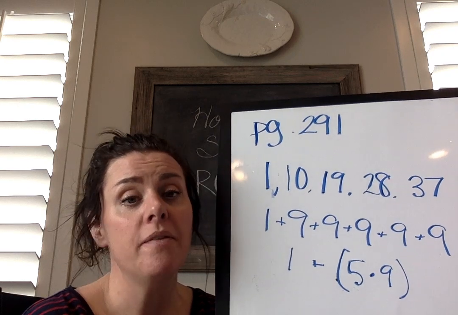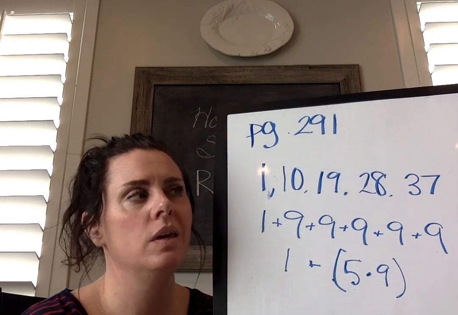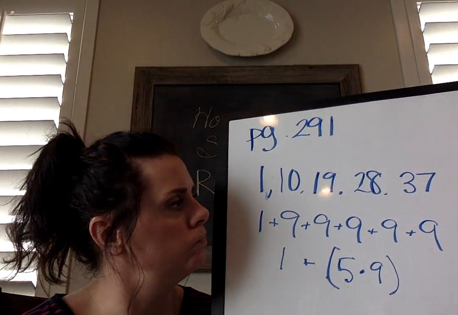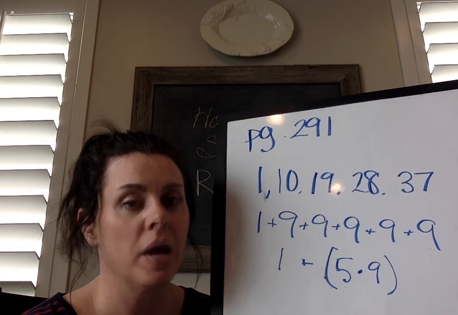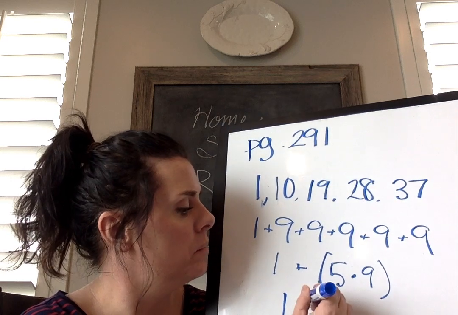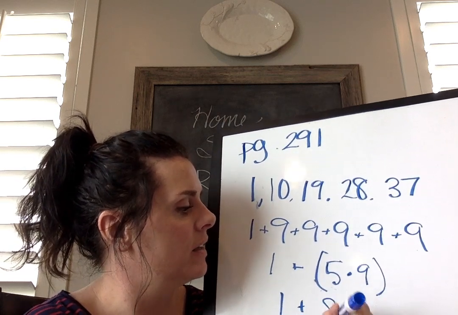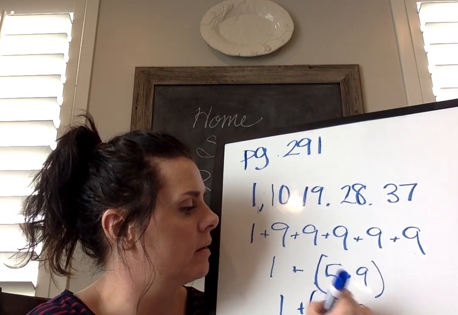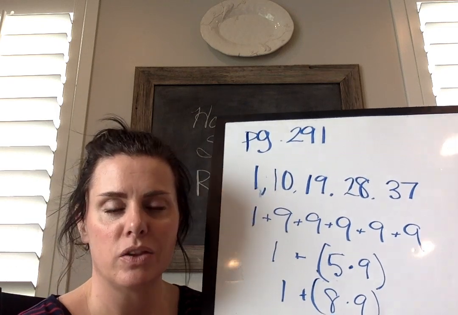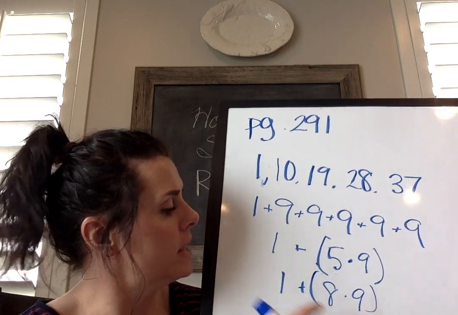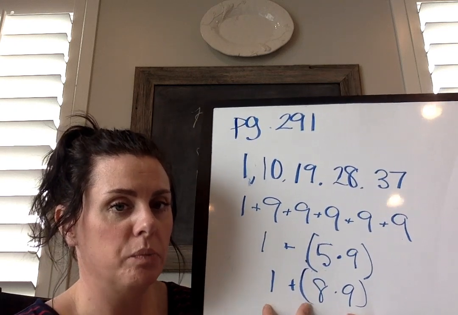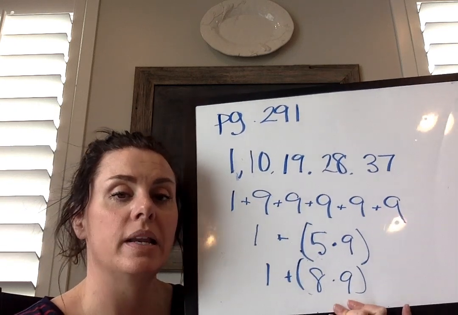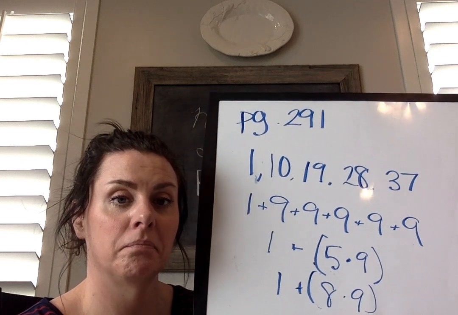Okay. If I wanted to know the 9th term, I could do 1 plus 8 times 9. That would give me the 9th term, right? Because I have 1 term right here and then 8 terms right here. So that would be a total of 9. That would show my 9th term.